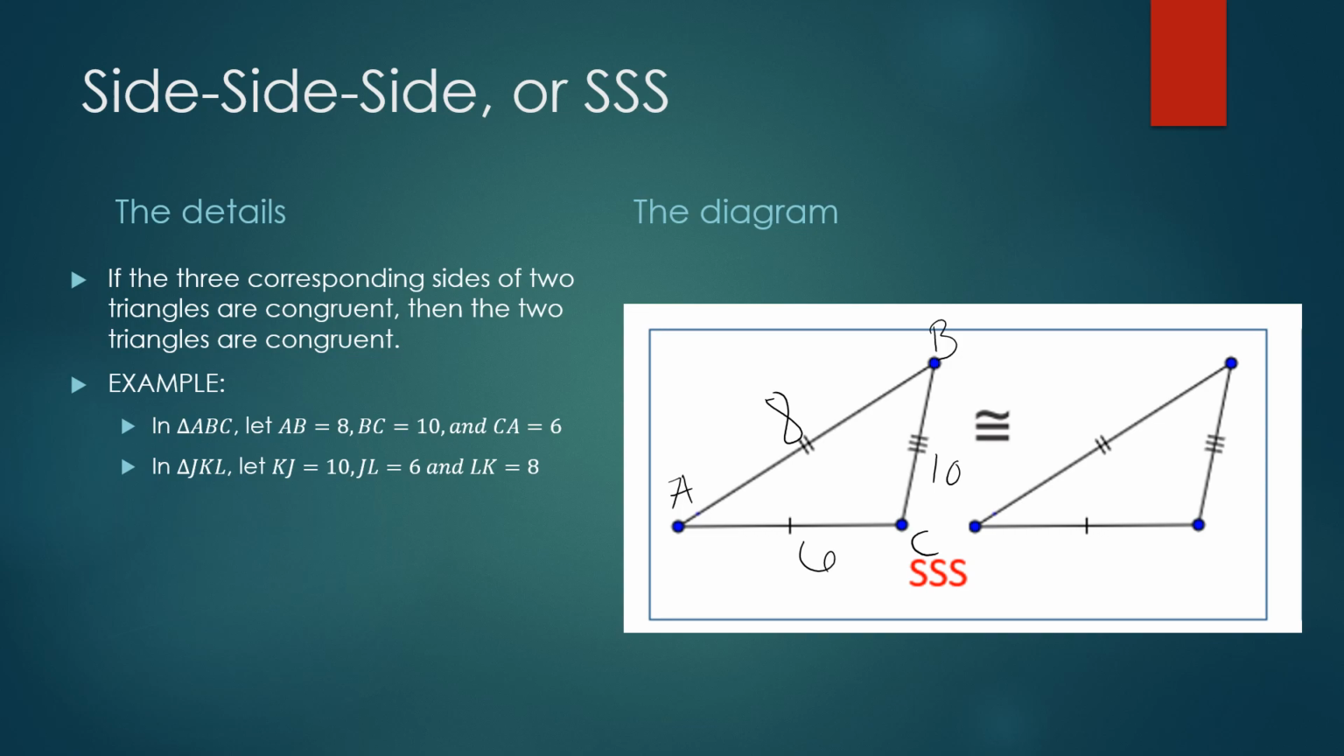According to here, we also have KJ is 10. So KJ is 10, LJ is 6, and LK is 8. We want to make sure that the corresponding sides match up. Since this is side 8, I'm going to call this one L, and this one K.